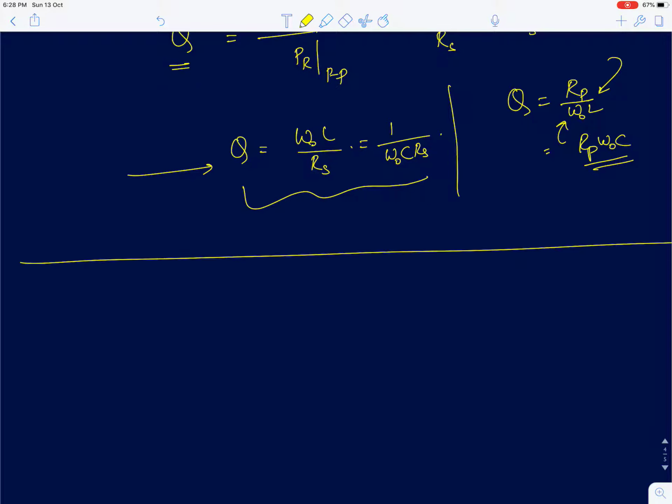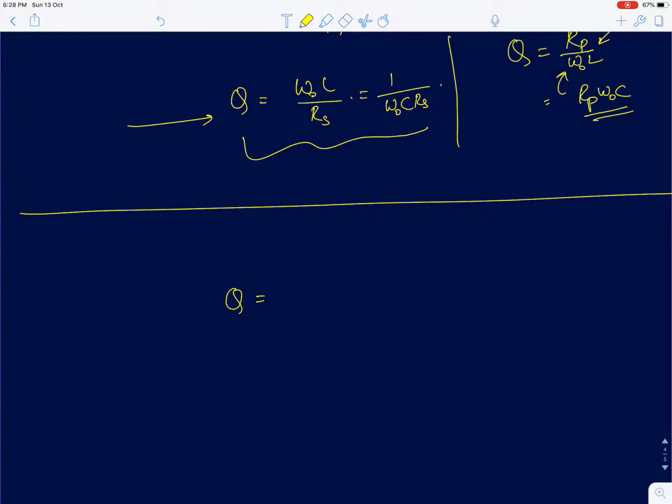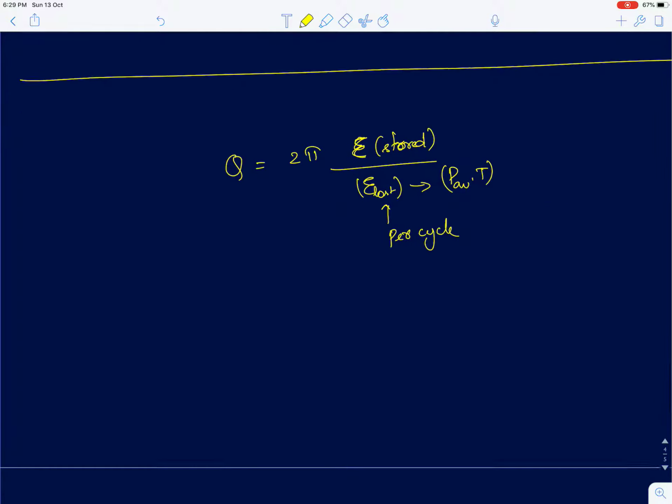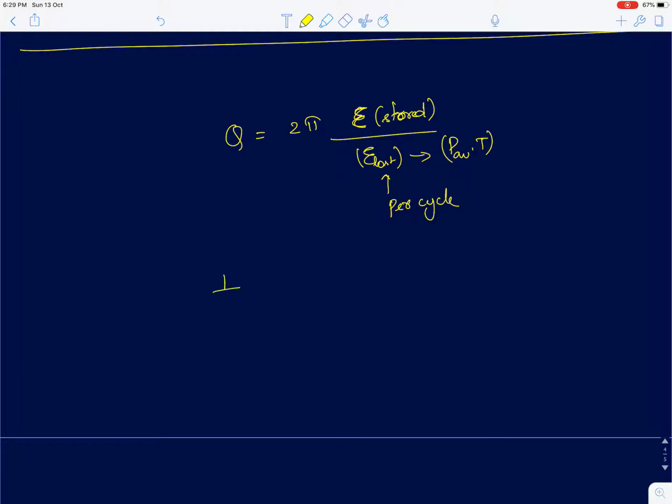Now the third and final result is 2 pi times the peak energy stored in the circuit, the sum of the energy stored, divided by the energy lost, which was simply equal to P average into T, the energy lost per cycle. To find that, we can find the energy stored. The instantaneous energy stored across the capacitor is half C voltage square. So the voltage across the capacitor, again, how do we find it?